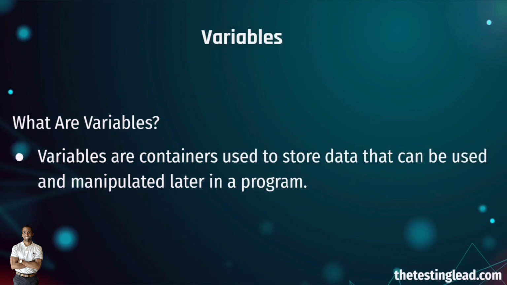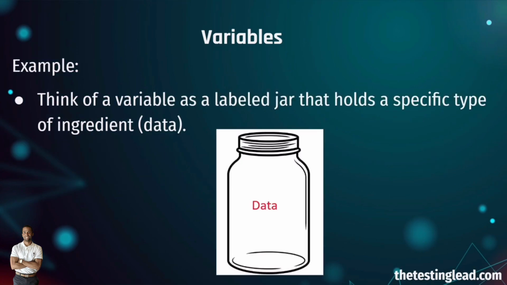What are variables? Variables are containers used to store data that can be used and manipulated later in our program. Here's an example. Think of a variable as a labeled jar that holds a specific type of ingredient, which would be our data.